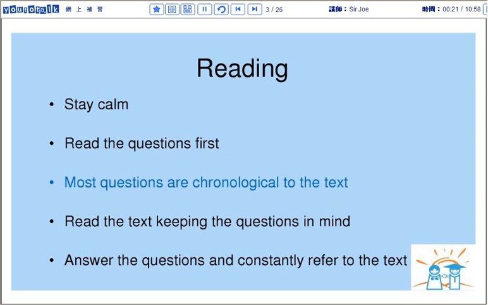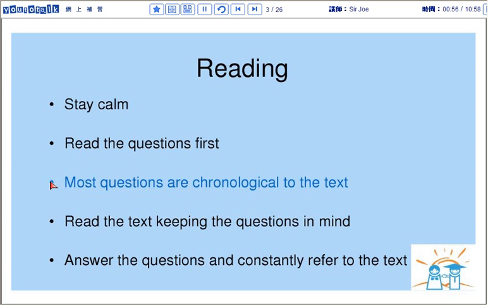When Hong Kong students read, they always panic. So the most important thing is you must stay calm. And when you open the paper, don't read the text straight away. Read the questions first, so you have an idea of what they are looking for. Most questions will be in a similar order to the text, so you will have an idea of what the text will be about.